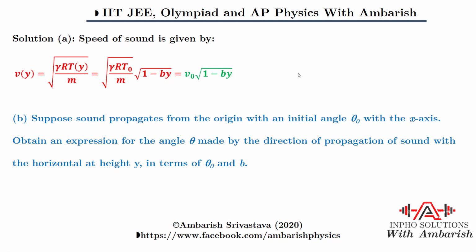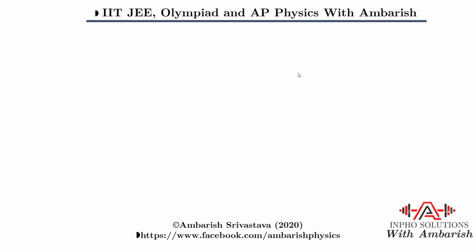Now what's this? Suppose sound propagates from the origin with an initial angle theta naught with the x-axis. Obtain an expression for angle theta made by the direction of propagation of sound with the horizontal at height y in terms of theta naught and B. So this question is also very similar to what we generally do in the standard theory for JEE, where we have a system of parallel slabs and we make the light ray incident on one of the slabs, and we ask what is the angle of propagation at some later slab after, let's say, n number of slabs. So this is also again a direct application of Snell's law for parallel slab system.